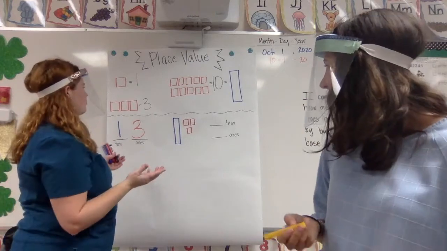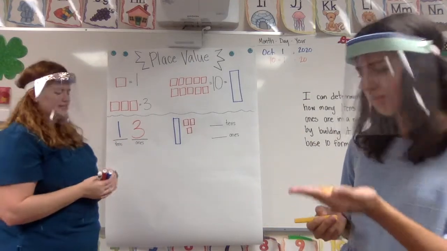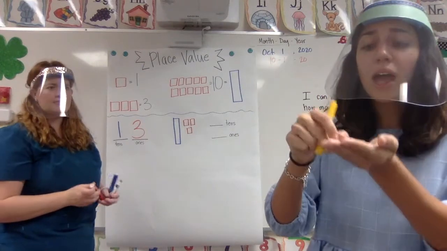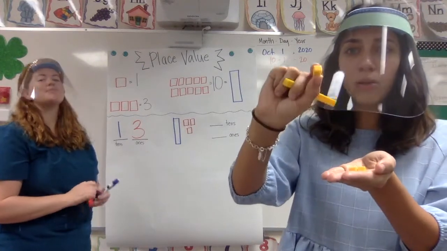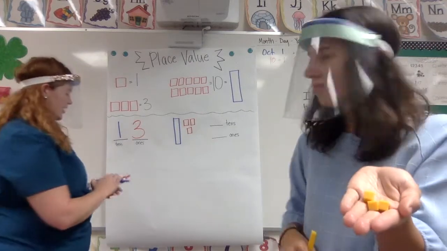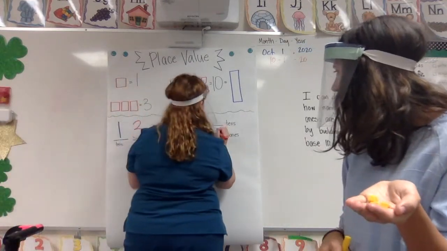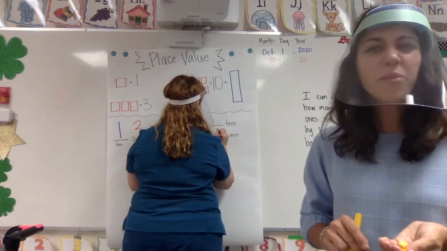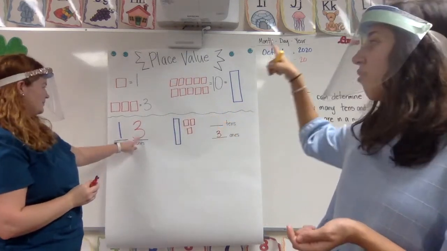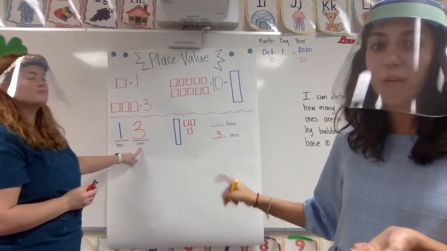Well, so how many 1s does number 13 have? Well, I'm trying to remember which one are my 1s blocks. Oh, and I know that it's my little cube. So I have 3 1 blocks. Okay, so I'm going to fill in 3. We have 3 1s. And if I'm looking at the number that Miss Lime made, I know that the 1s is on the right side of the number.